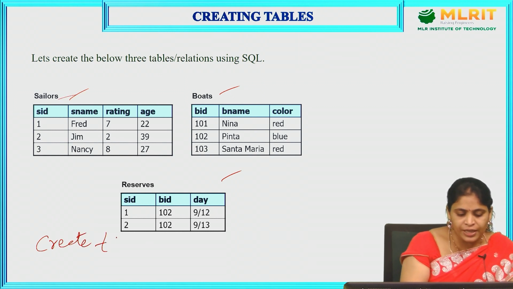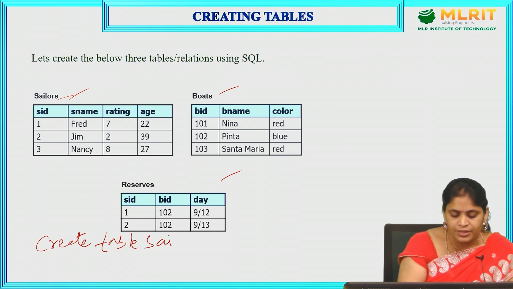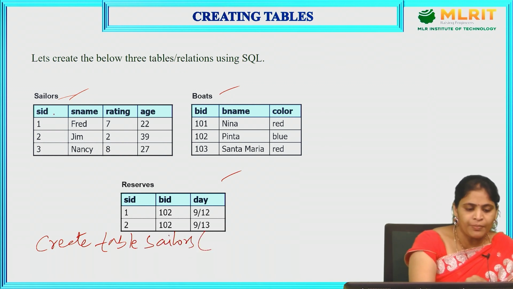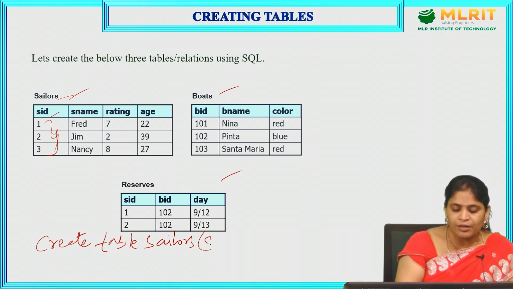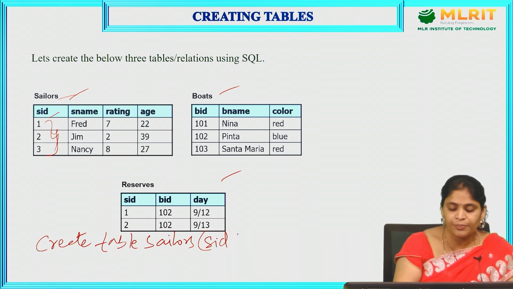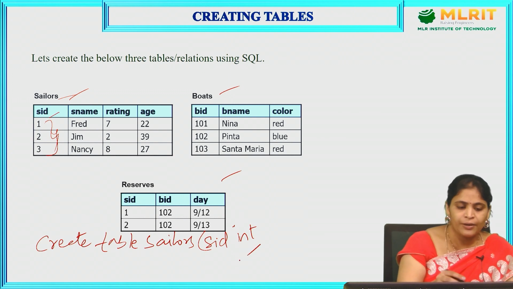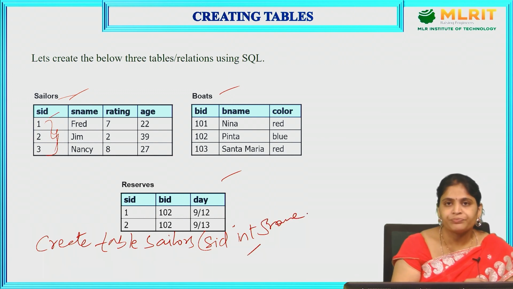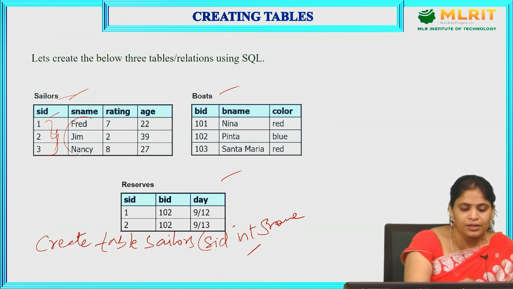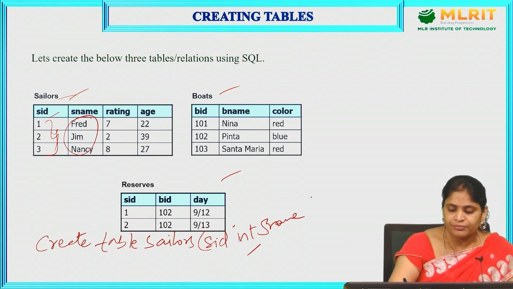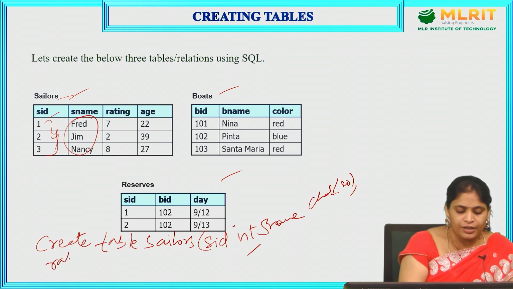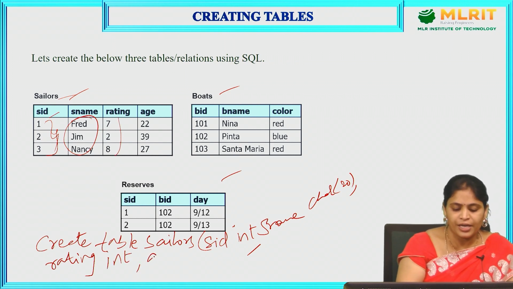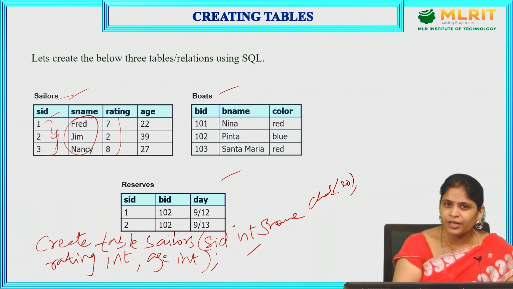Sailors. Create table. What is the table name? Sailors. Create table Sailors. The attributes: SID, which is of which data type? Integer data type. SID integer, comma, sname. What is the data here? Character, right? sname character of size 20. Next, rating, which is of integer data type. Integer, comma, age, integer. So, in this manner, we create the Sailors table.